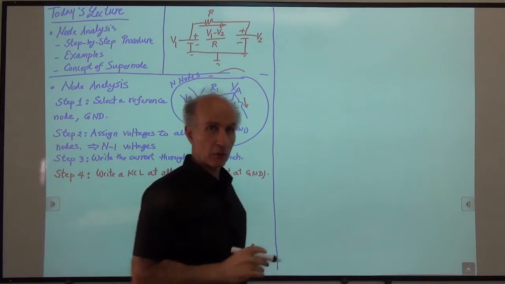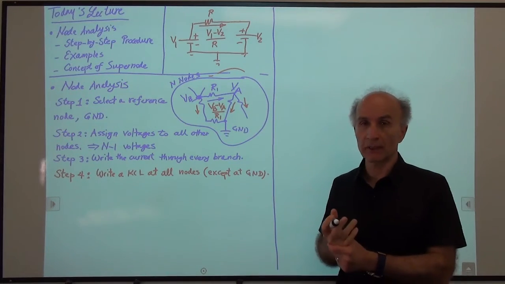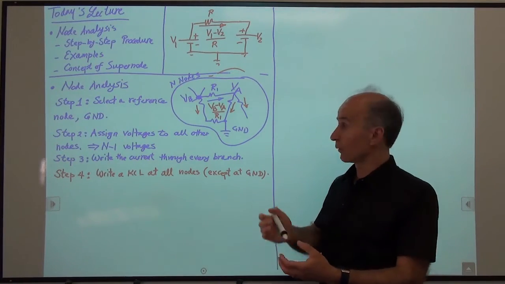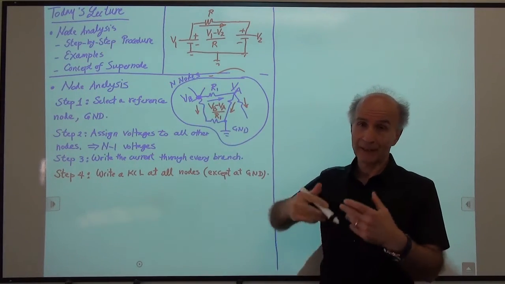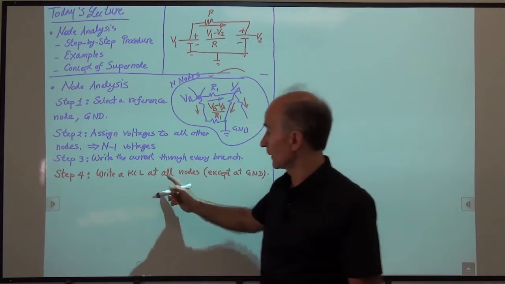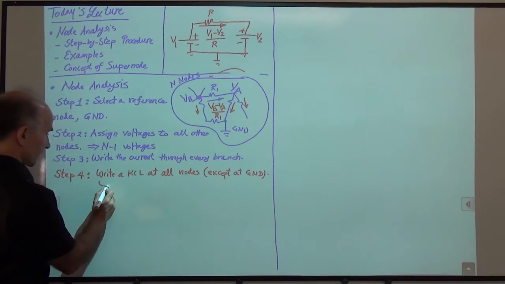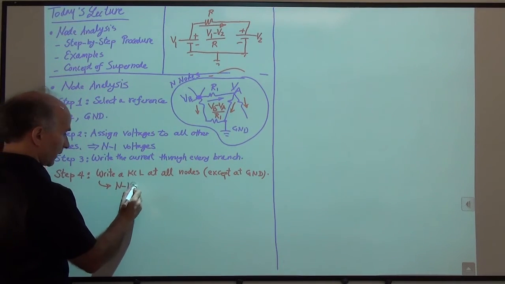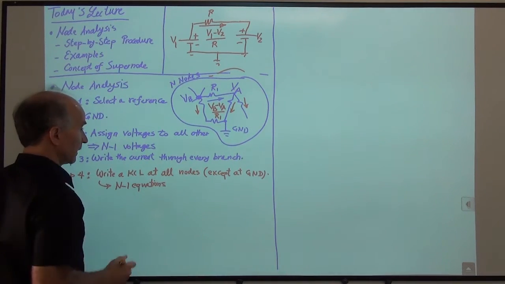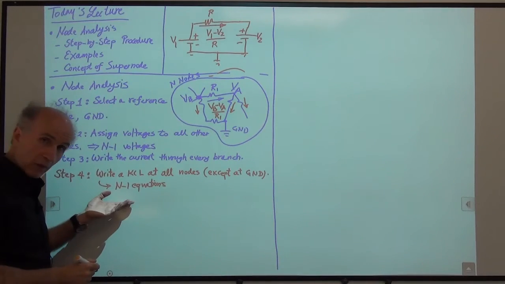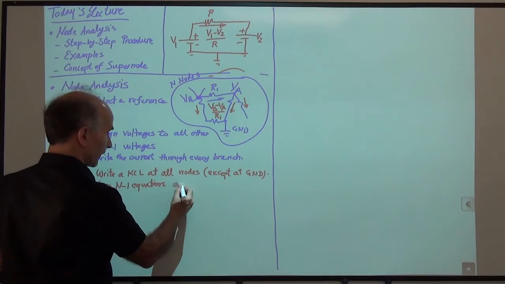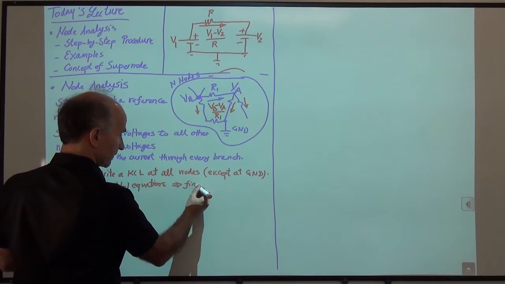Okay? All right, so let's make sure that we understand what's going on here. We will have n minus 1 nodes with voltages. So I can write n minus 1 KCLs at these nodes. So these will give me n minus 1 equations, and I have n minus 1 unknowns, meaning these voltages. So if I have n minus 1 independent equations, I can find the voltages. So that allows us to find the voltages.